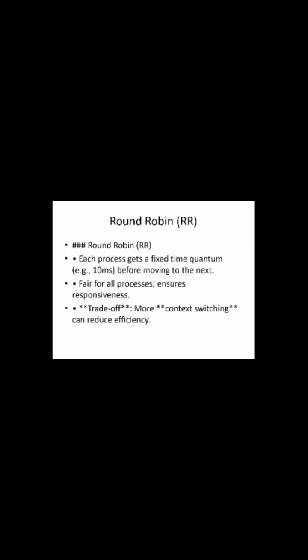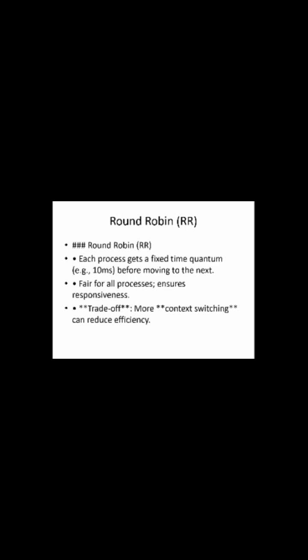So if the quantum is like 1 millisecond, it will reduce the efficiency of the process, since it needs to switch one by one after every 1 millisecond. So the efficiency can be reduced by round robin in this way.